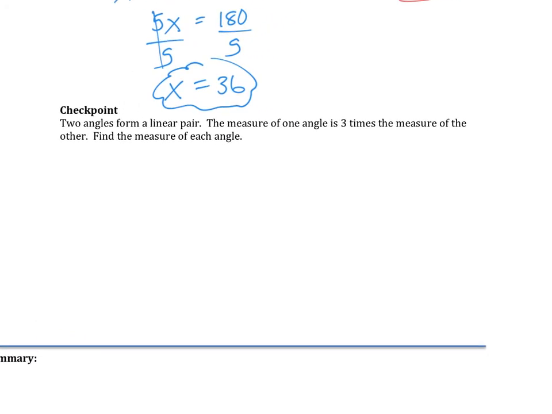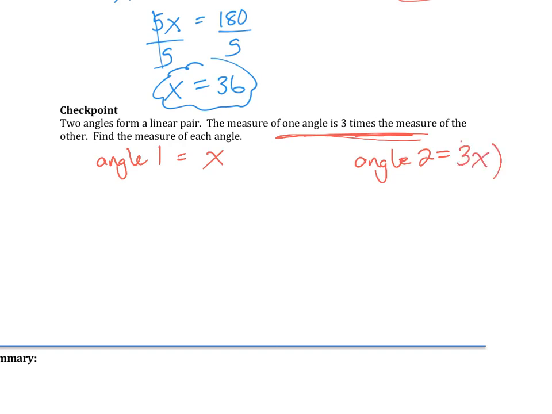So 2 angles form a linear pair. The measure of one angle is 3 times the measure of the other. So we have angle 1, we'll call it angle 1, and we'll call it angle 2. So we don't know what angle 1 is, so we'll call it x. But we do know that one of the angles is 3 times as big as the other. So if one angle is x, the other angle is 3 times as big. So we're going to call the 2 angles x and 3x.